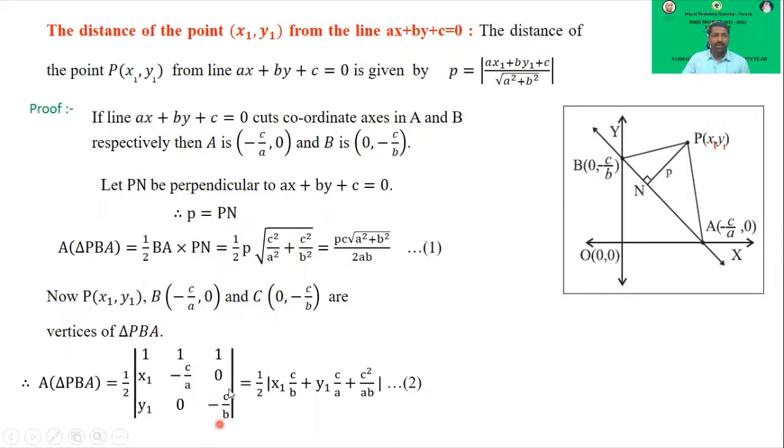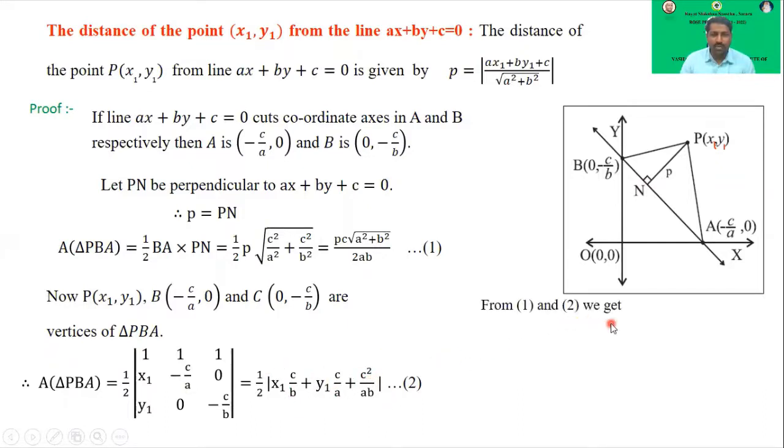If we expand this determinant, we will get half times: c square by ab minus 0, so this is c square by ab; minus x1 times (-c/b minus 0), so this is x1 c by b; and plus y1 times c by a. So this is the area of the triangle.